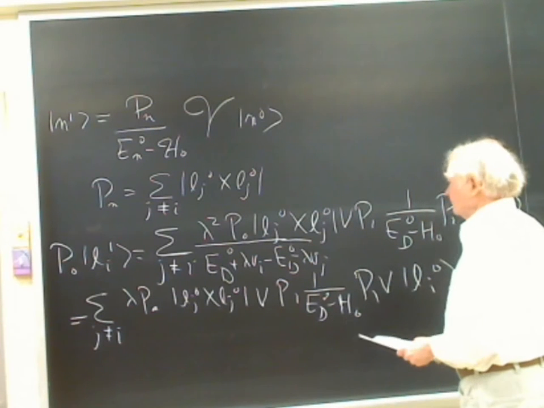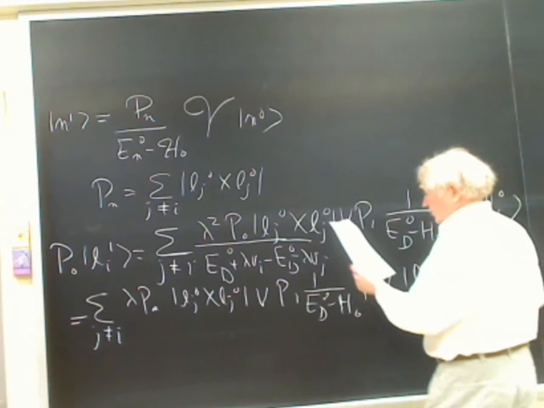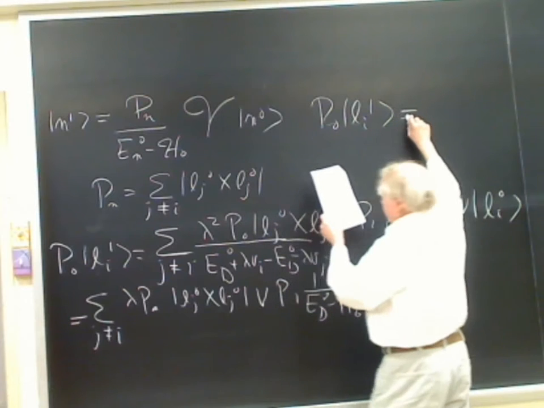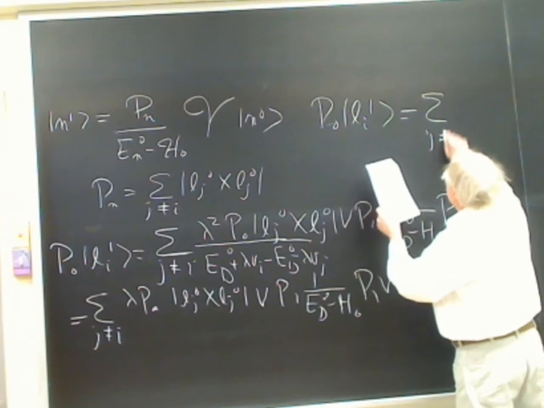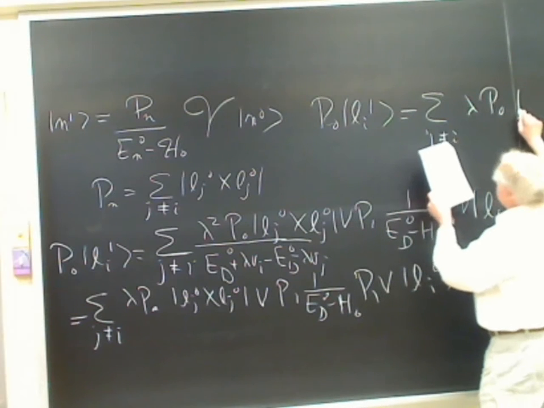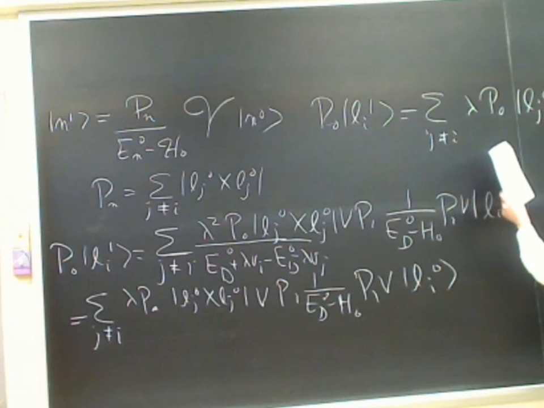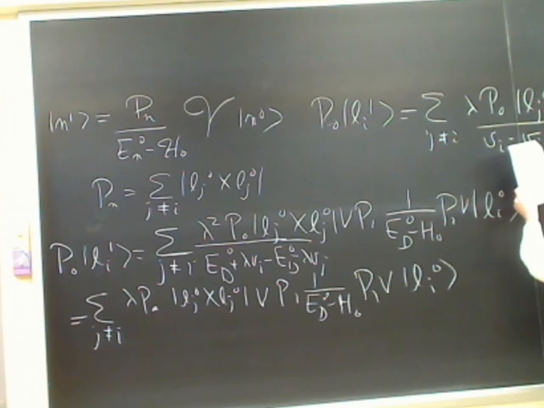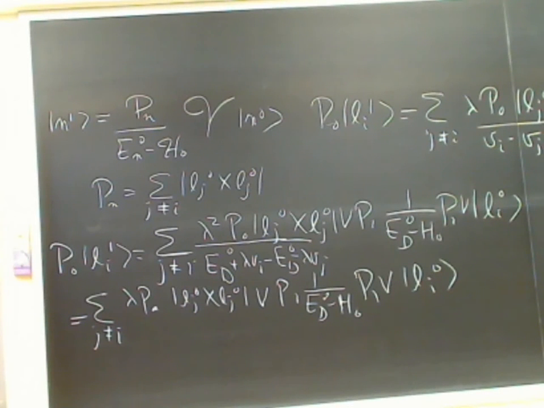And let me write it one more time. P0 Li1 then is the sum over k not equal to I of lambda P0 Lj0 over Vi minus Vj, sum over k not in D of Lj0 V K0 1 over Ed0 minus K0, K0 V Lj0. Alright, so that's it.